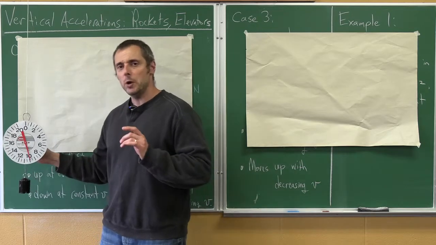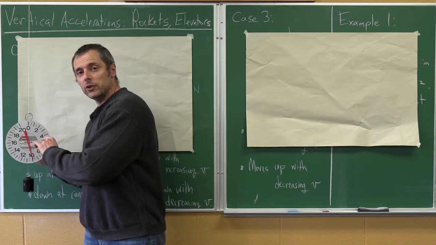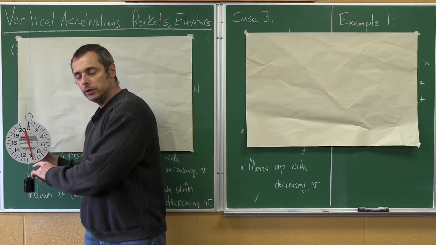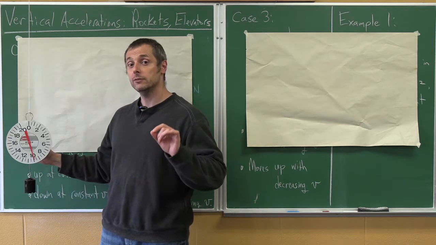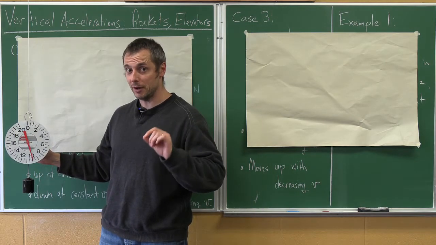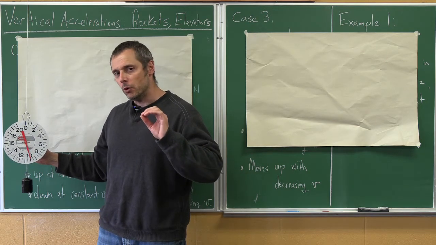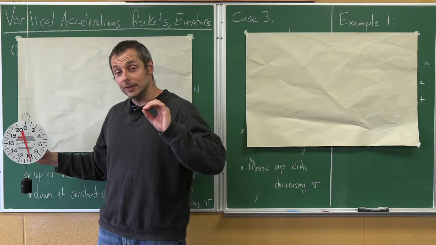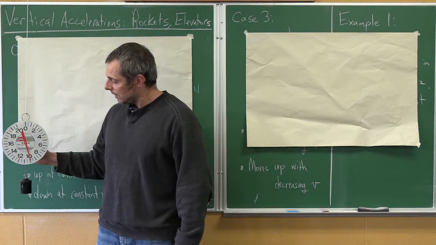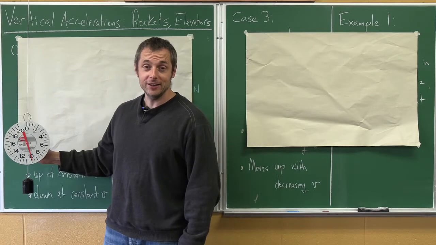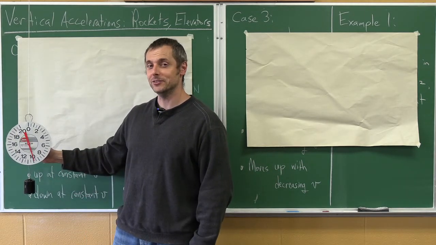Now, let me ask you a question. What would the scale read? In other words, how hard would I have to pull to make this mass go up at a constant velocity? Think about it for a second. Did you say more than 10 newtons, less than 10 newtons, or equal to 10 newtons? Well, hopefully you said going up at a constant velocity was equal to 10 newtons.